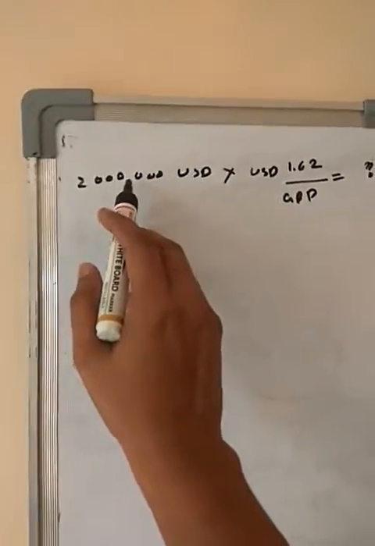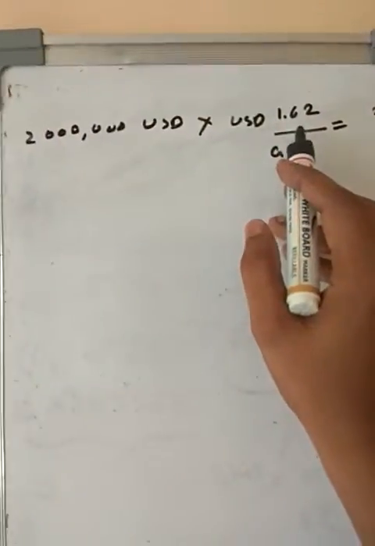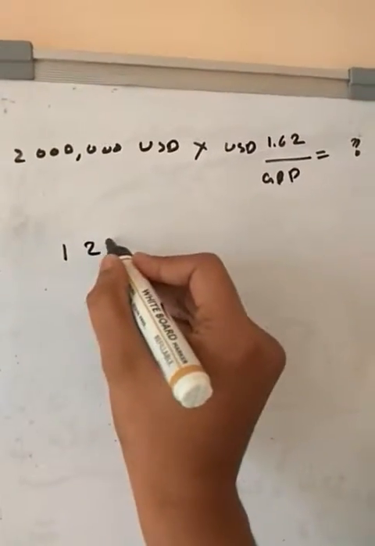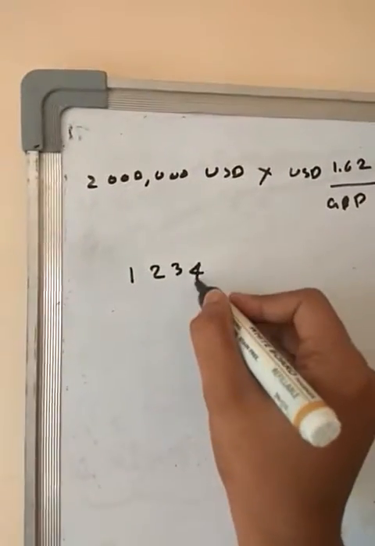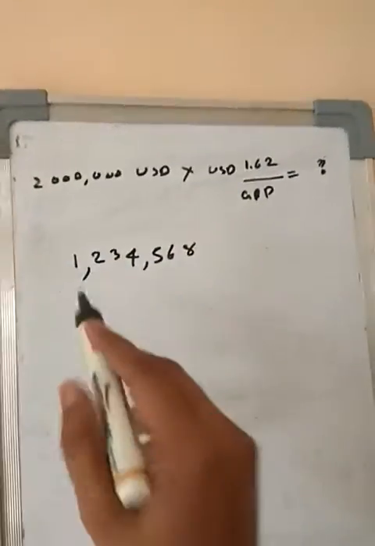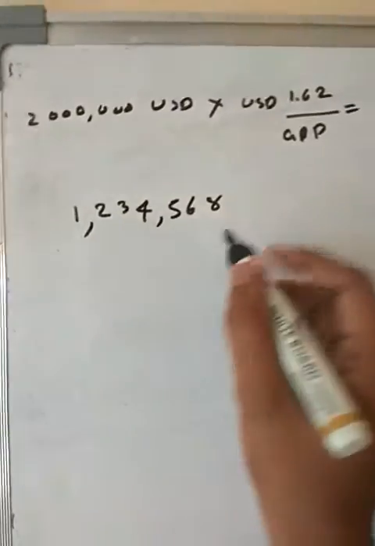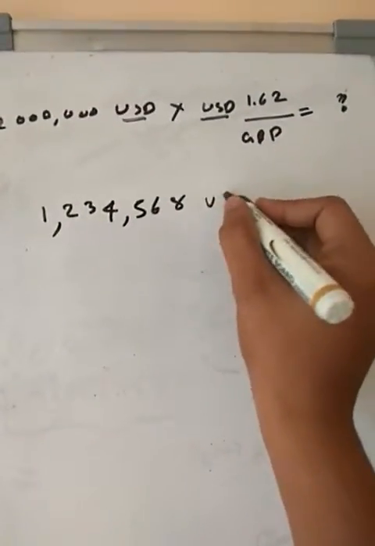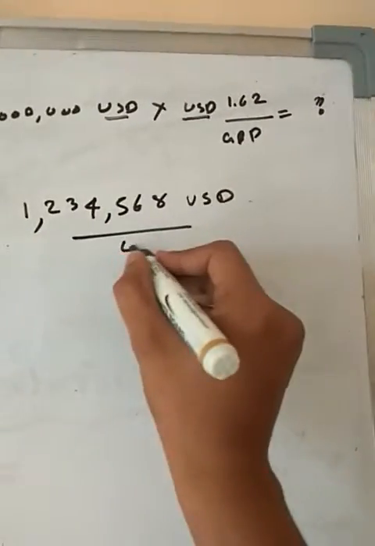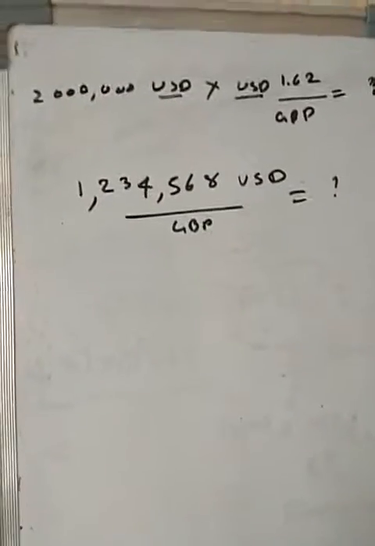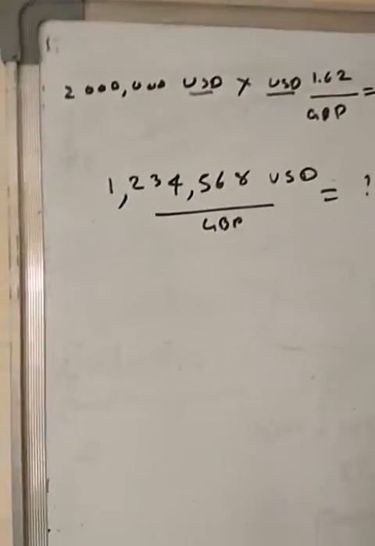Now let's do the math. This USD into 1.62 USD will give us 1,234,568. What is the numerator here? USD divided by GBP, right? That's the denominator here. You see the question mark. Got it?